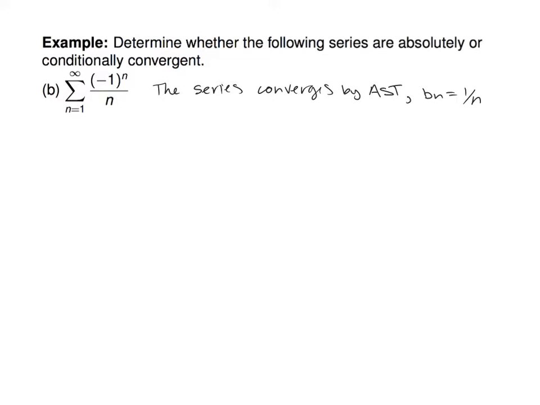Remember, all that has to happen for the AST is the positive part of your series has to go to 0 as n goes to infinity, and those B sub n's have to be decreasing. Is that true for this guy? Yeah, it is true. Limit as n goes to infinity, 1 over n is equal to 0, check. And B sub n plus 1, well, that's 1 over n plus 1, certainly less than 1 over n, right? So condition 2 also check.